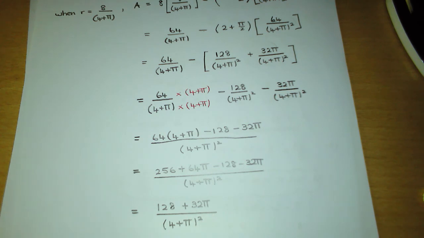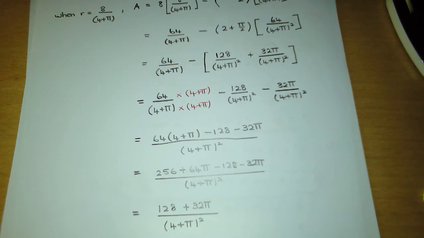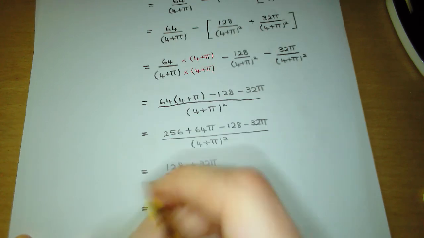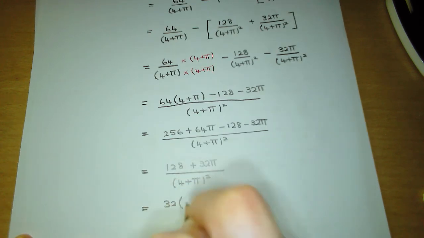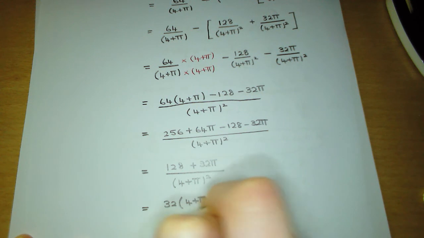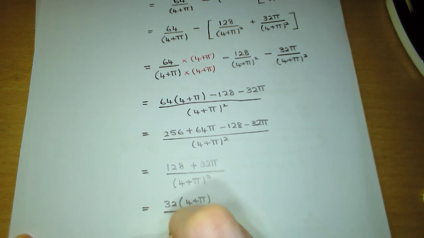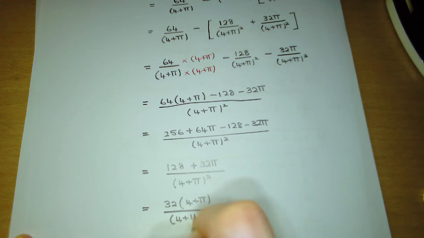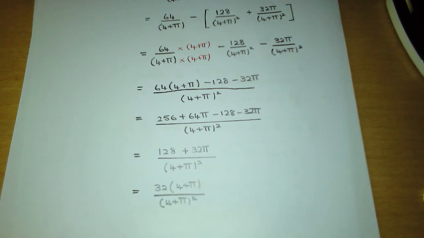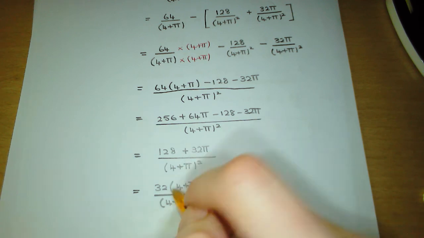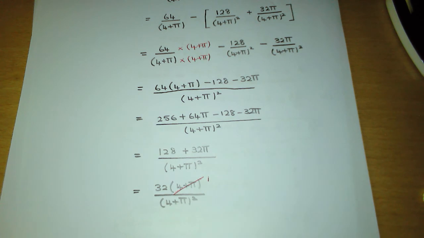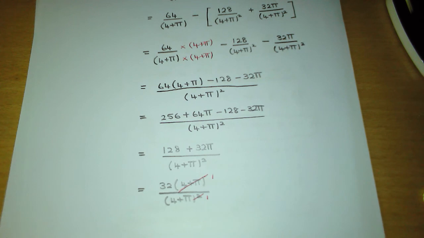Does 32 go into 128? It does. It goes in 4 times. So if I lift out a factor of 32 in the top, we've got 32 upon 4 plus pi, and that's all over 4 plus pi all squared. So you can see now that we can cancel a 4 plus pi on the top with one of the 4 plus pi's in the bottom, because remember, everything's factorized, pluses and minuses are inside brackets. So let's do the cancelling. Cancel 4 plus pi on the top with a 4 plus pi on the bottom, so we're just left with a single 4 plus pi.